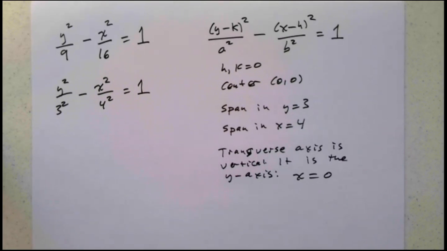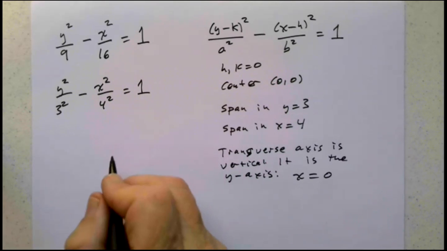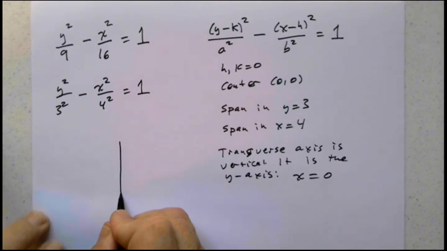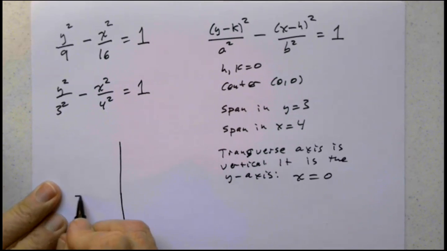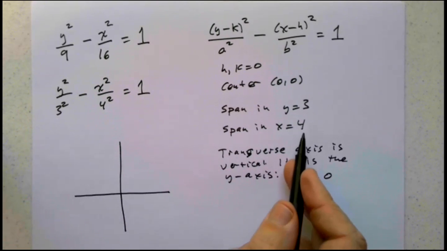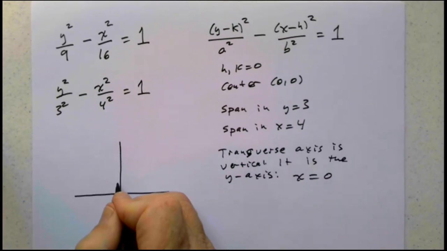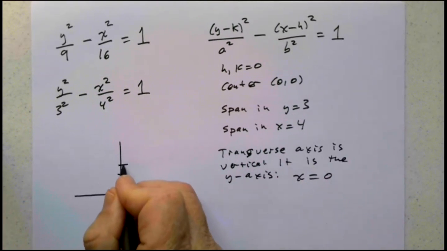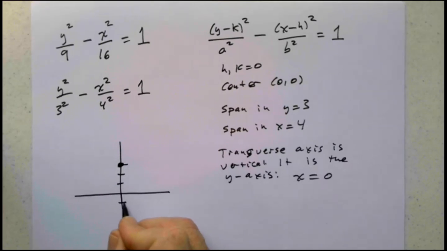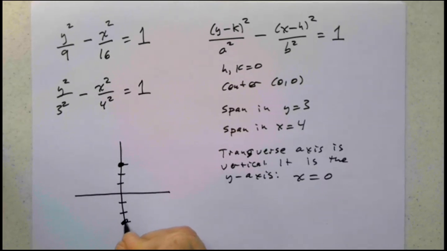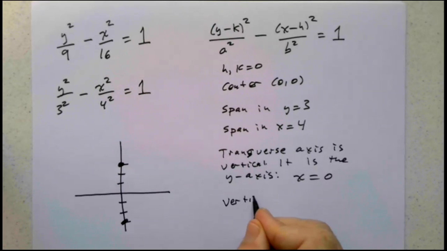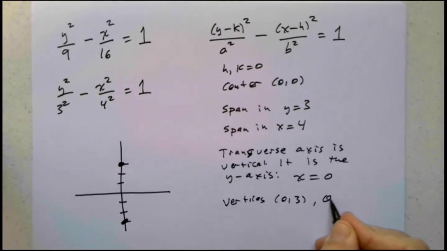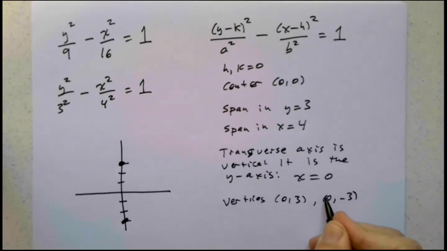Now we'd like to find our vertices. So again, we said our center is (0, 0). Our span in y is 3, so we're going to go up 3 to get to a vertex. We'll have a vertex here, down 3 to get to a vertex. We'll have a vertex there. So our vertices are (0, 3) and (0, negative 3).